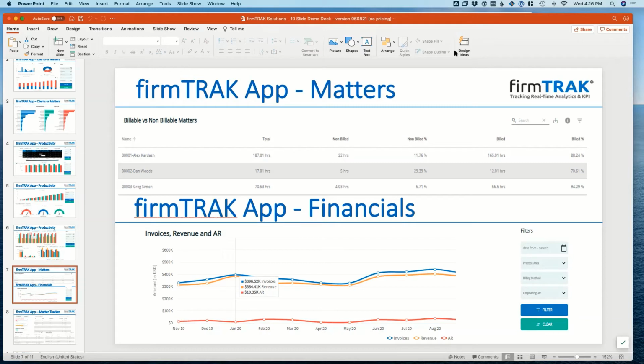Dropping down to the firmTRAK financials, now we start talking a little bit about the accounting and how the firmTRAK solutions can help accent and optimize what you're doing on your bookkeeping. Our straight line financials are pretty simple. We talk about invoices, revenue, and accounts receivable. Importantly though, you can take a look at our filters and you can start getting into practice area, billing method, and also originating attorney. These would be the attorneys who are responsible for the work and bringing it in.